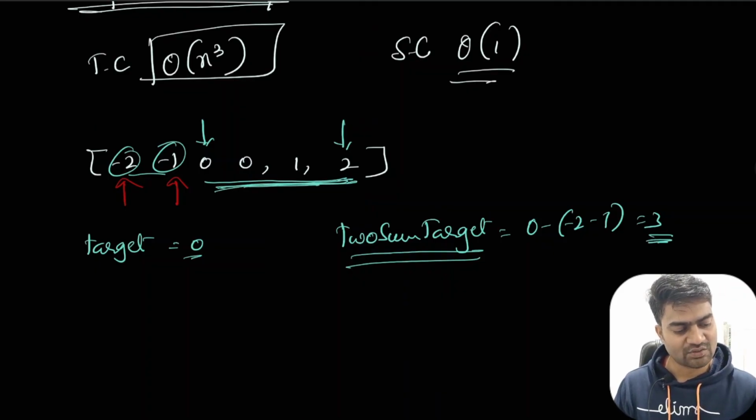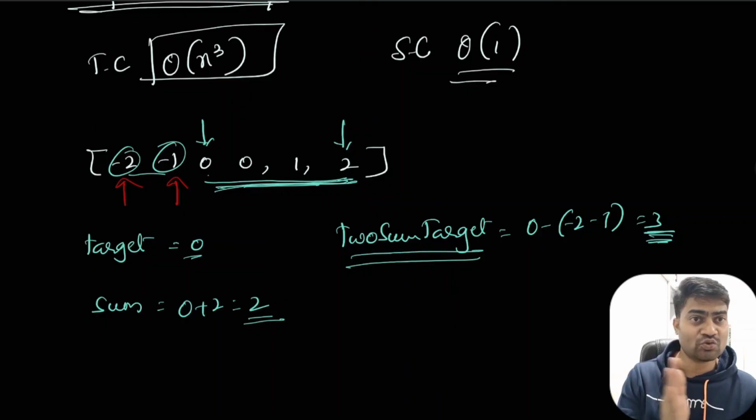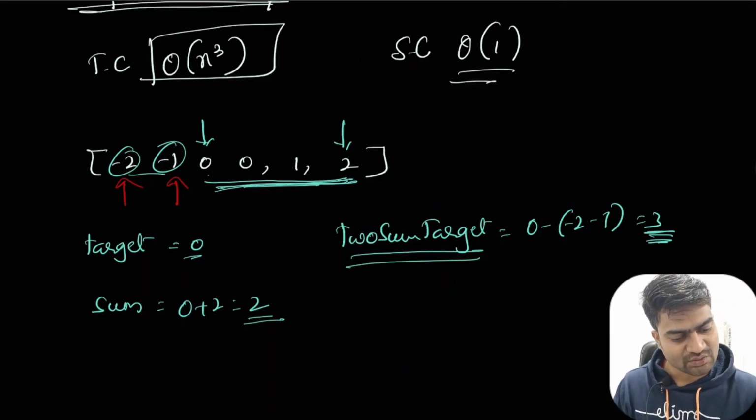So I need to find a combination of two numbers which will give the sum 3. Now what I will do, I will start with these two numbers and find the sum. So my sum will be 0 plus 2. This is the left pointer, this is the right pointer. So sum will be 2. Correct, right? If sum is 2, then this is less than our required sum, which is 3. So if that is the case, I need to move the left pointer towards right.